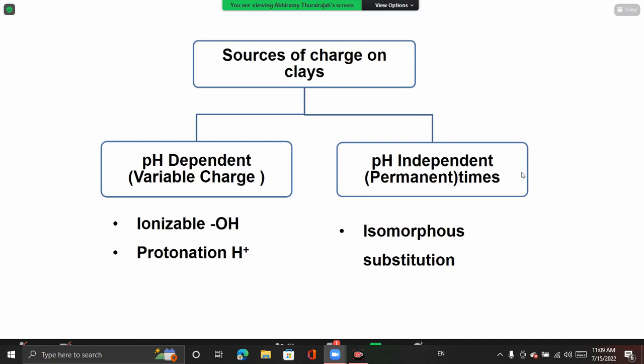The pH-independent charge means it is the permanent one. It will not change with the pH. Whatever happens to the pH, whether it increases or decreases, the charge will not change. That is through isomorphous substitution. The term is new for you, isomorphous substitution. So generally there are two major sources of charges. One is pH-dependent charge, through the ionization of the OH ion, or through protonation and deprotonation. It mainly depends on the pH. The second is the pH-independent charge, or permanent charge, through isomorphous substitution. Understand? This is the very basic thing.